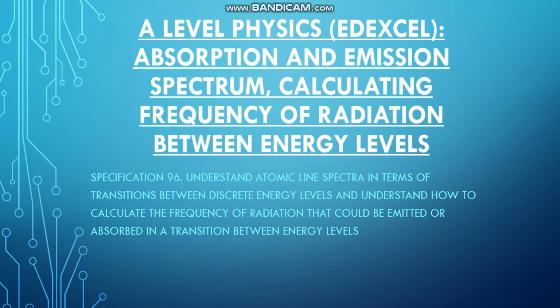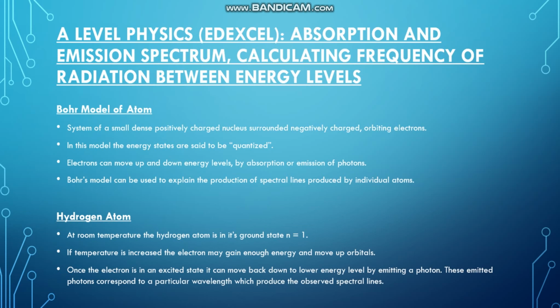So specification point 96 states that we need to understand atomic line spectra in terms of transitions between discrete energy levels, and understand how to calculate the frequency of radiation that could be emitted or absorbed in a transition between energy levels. So for this we'll consider the Bohr model of the atom, which states that it is a system of a small, dense, positively charged nucleus surrounded by negatively charged orbiting electrons.